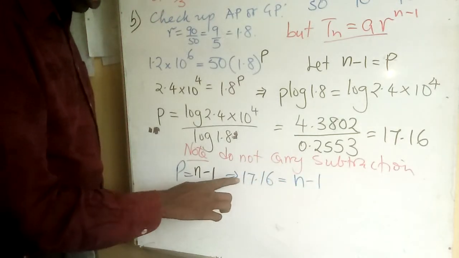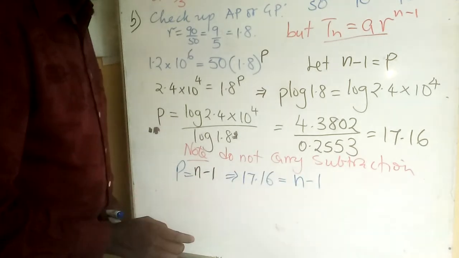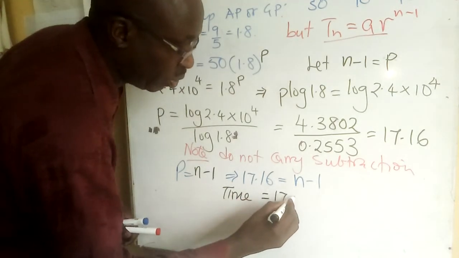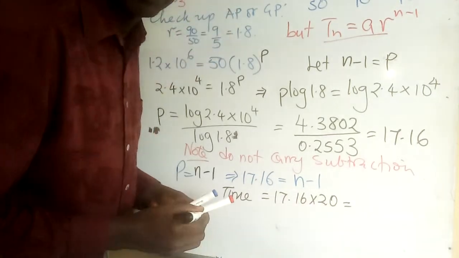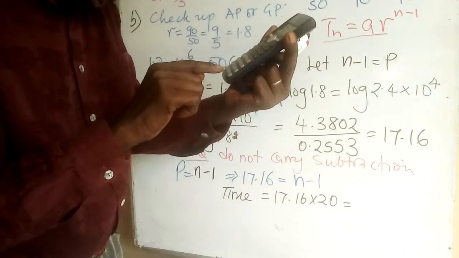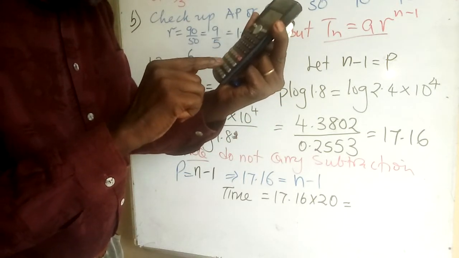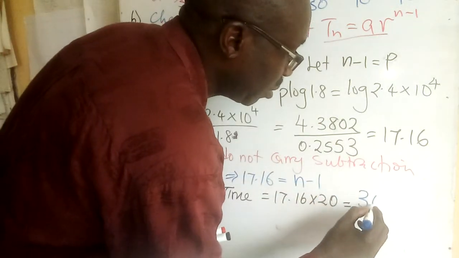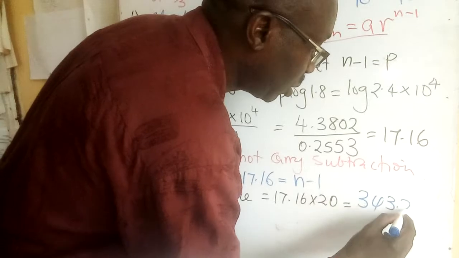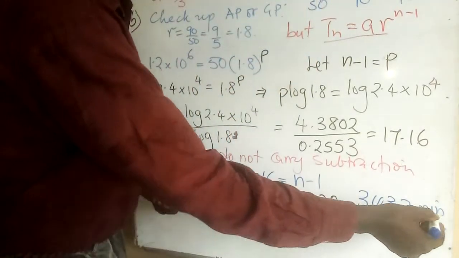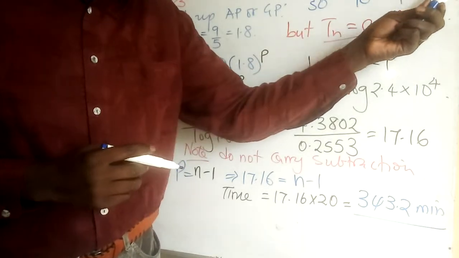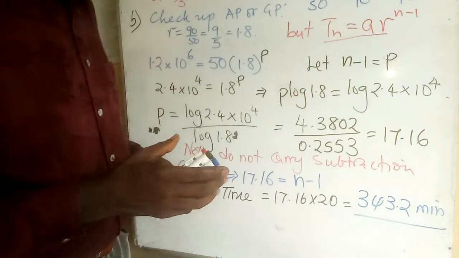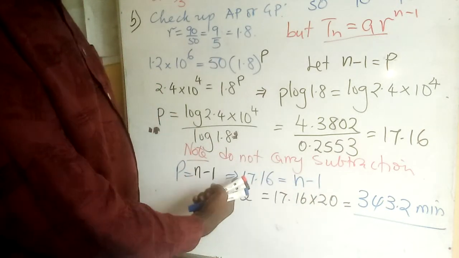So P is 17.16, which is n minus 1. If I wanted to get the time now, I would say 17.16 times 20. 17.16 times 20 gives me 343.2. That is 343.2 minutes. In other words, after this time, that is when you will get 1.2 times 10 to the power 6 sample of that bacteria. That was the trick here.